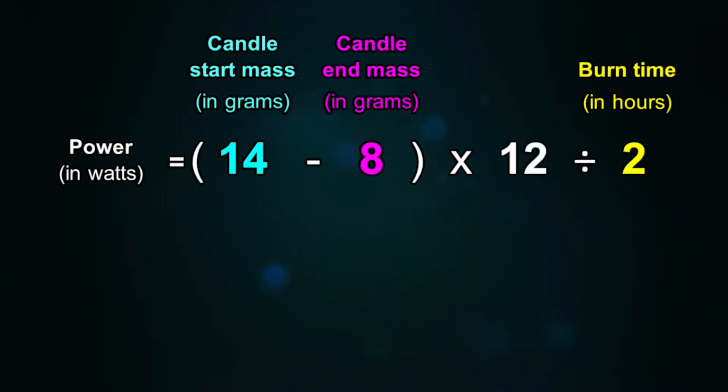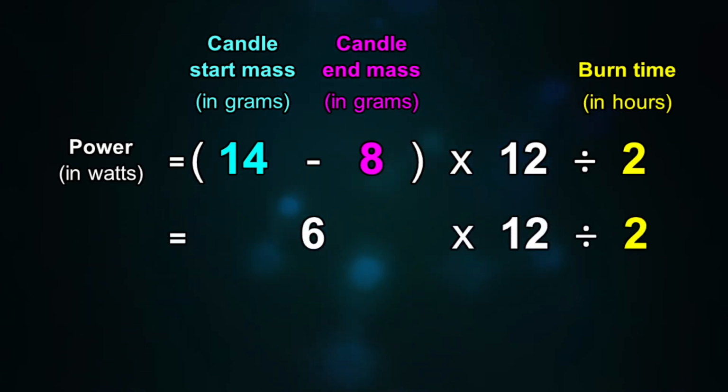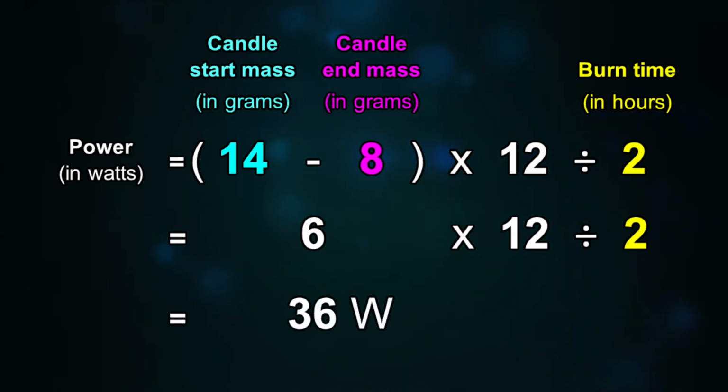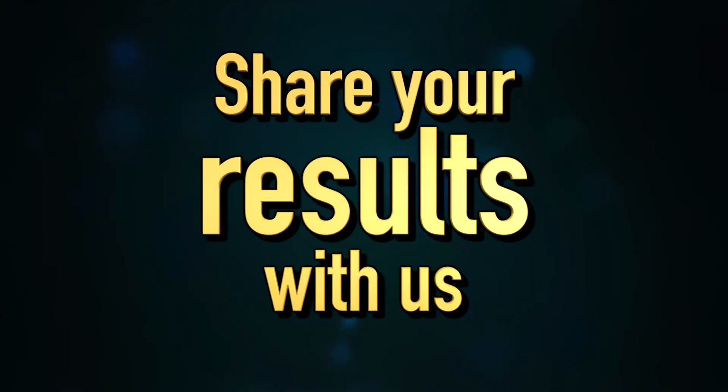The number 12 is a special conversion number that comes from the number of seconds in an hour and the amount of energy that you get in a gram of wax. When doing the calculation, remember to do the part in brackets first. My result was 36 watts. After you've done your experiment and calculated your total candle power, please share your results with us using the online form.